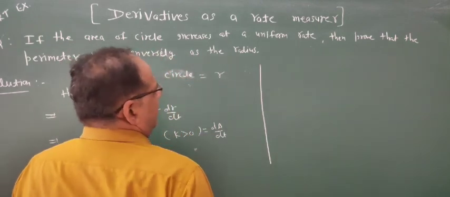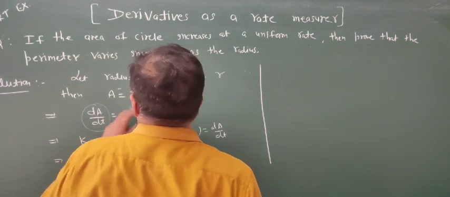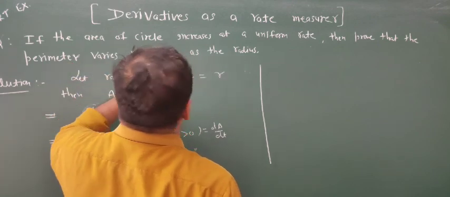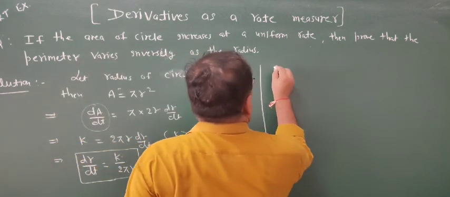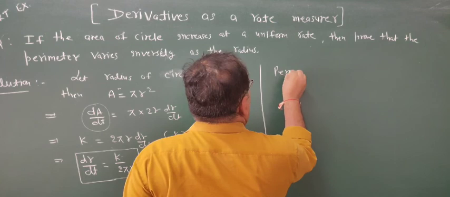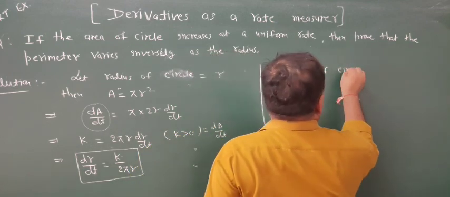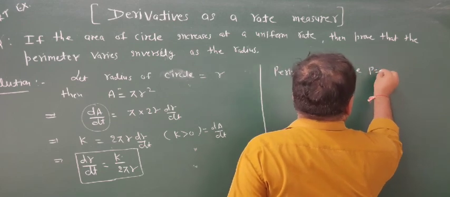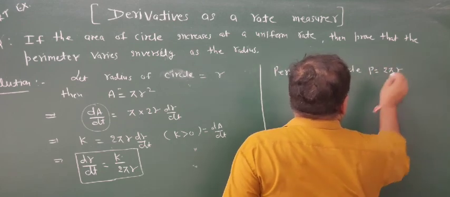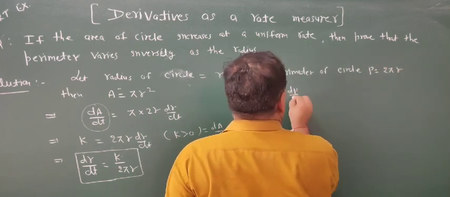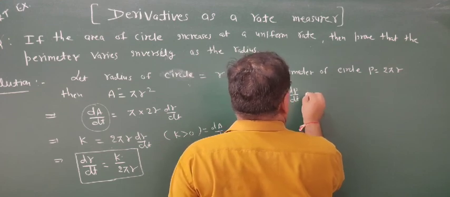Now the final part of the question: prove that perimeter varies inversely as the radius. Perimeter of circle, P equal to 2 pi r, then rate of change, that means dP over dt.